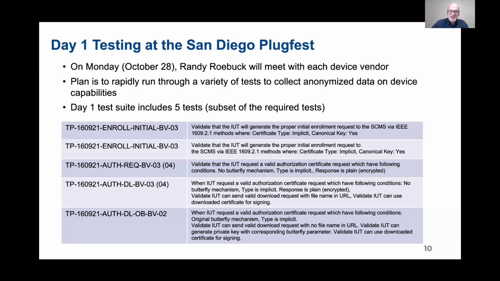So there's actually a much longer list of tests that will be attempted or tried in that day one session. What's shown here are just the subset, and there's five tests that are relevant to 16.09.2.1 that are part of that sort of rapid test suite. So again, this follows the theme of we're just looking for basic functionality. So this shows that you can enroll with an SCMS provider and request and download certificates.